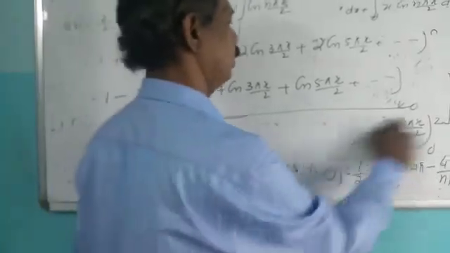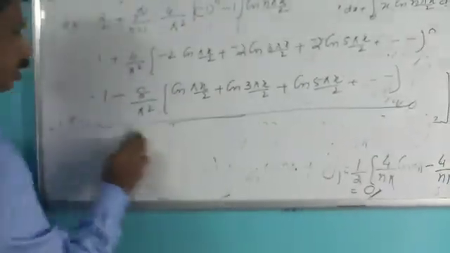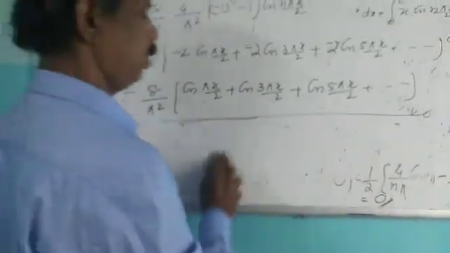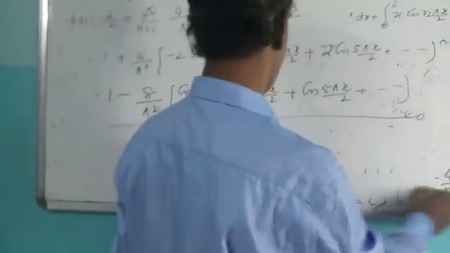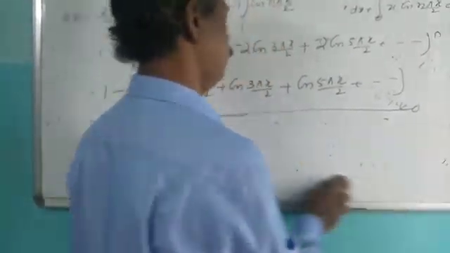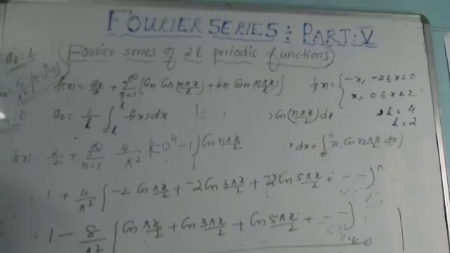The final answer is 1 minus 8 by π² into cos(πx/2) plus cos(3πx/2) plus cos(5πx/2) plus etc. That is the Fourier series of the periodic function, over.